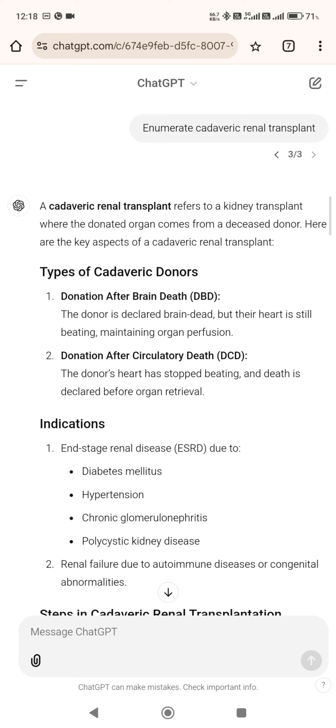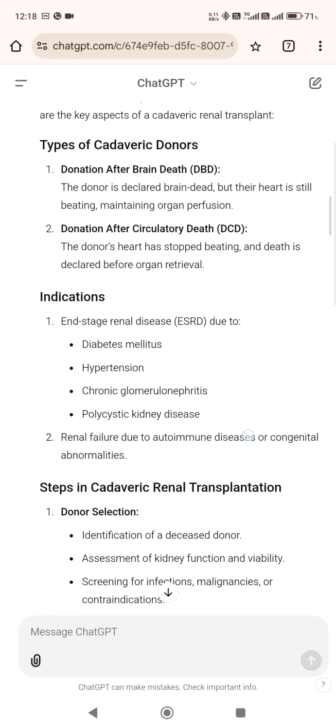Types of cadaveric donors. 1. Donation after brain death, DBD. The donor is declared brain dead, but their heart is still beating, maintaining organ perfusion. 2. Donation after circulatory death, DCD. The donor's heart has stopped beating, and death is declared before organ retrieval.